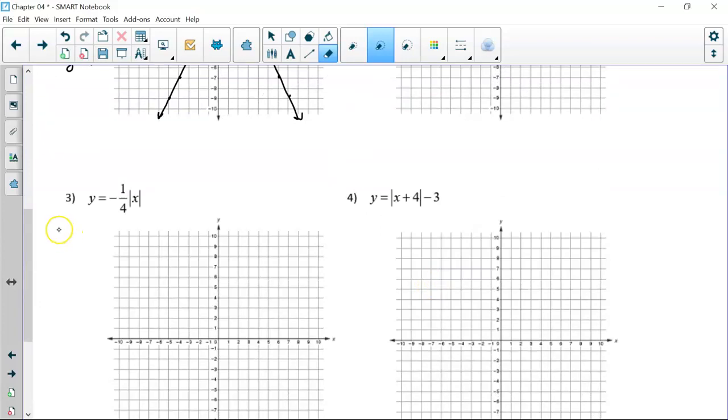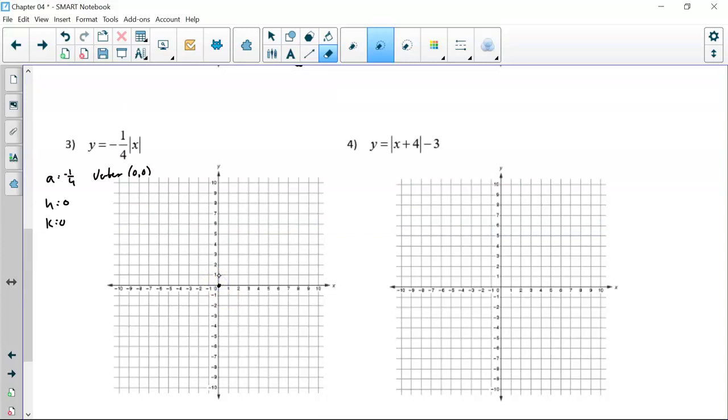For number 3, A is -1/4, H is 0, K is 0. So our vertex here is at 0, 0. So A is -1/4. We go down 1 over 4 in both directions. And just keep going down 1 over 4. And there is our graph. Our domain, all real numbers, and our range, y is less than or equal to 0.